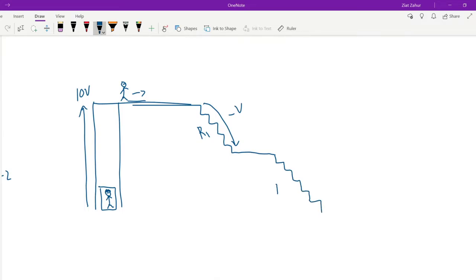Now you're on the ground. So you're going to lose some more voltage. After losing all those, now you're on the ground floor. So what do you do? Well, you go back to the elevator to go back up again.